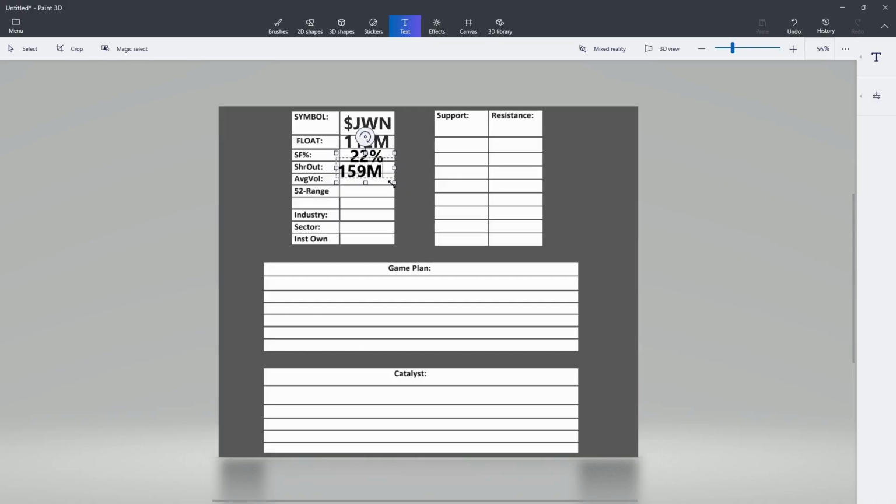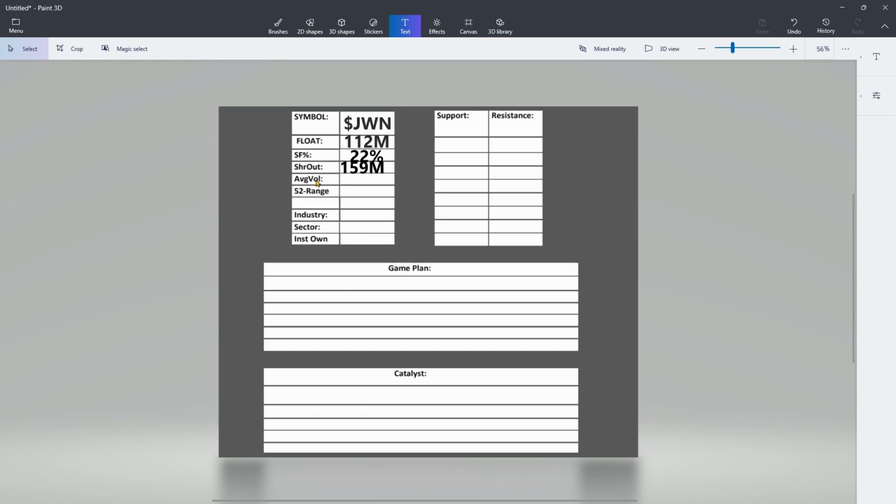159 million. And the shares outstanding, a lot of people get the float and the shares outstanding mixed up. Shares outstanding is the total amount of shares, period. That's locked up, insider ownership. It's the total amount of shares, period. The float is the available amount of shares for the public to trade.